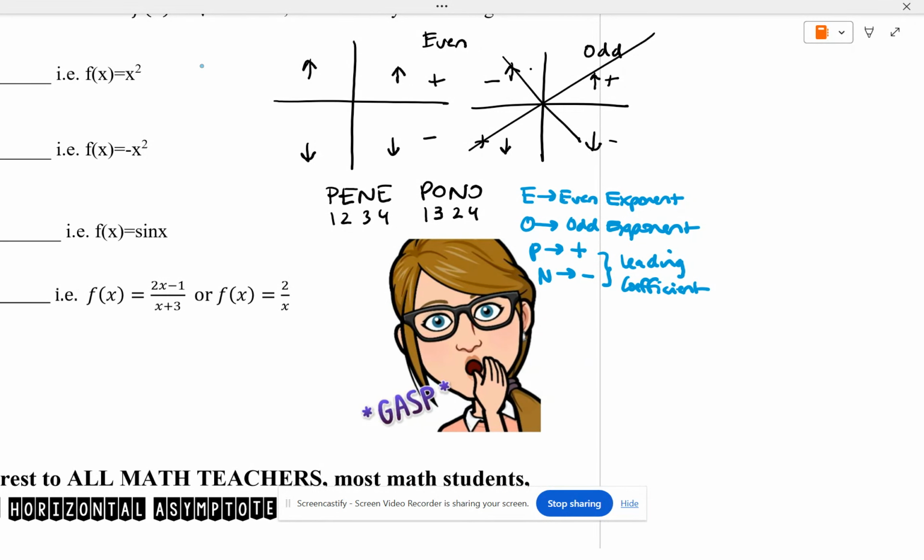Let's say you've got something that looks like this, negative x to the fourth. What is the sign of the leading coefficient? Negative.